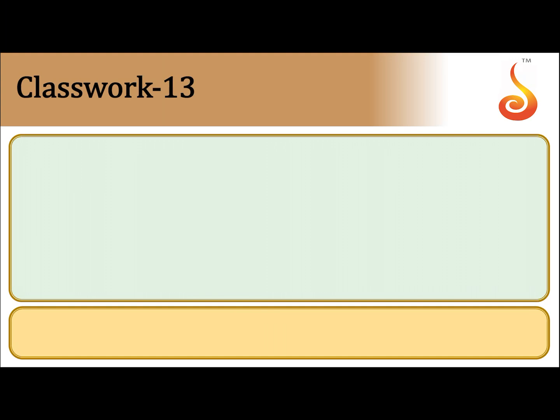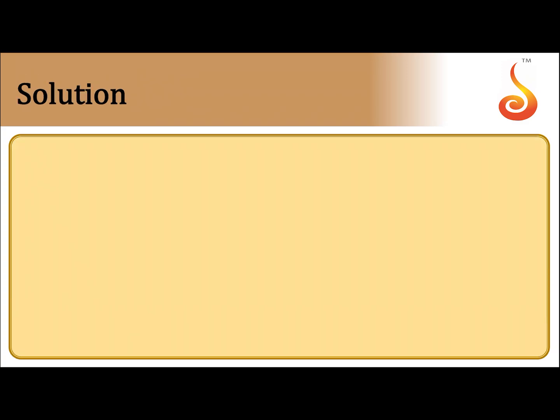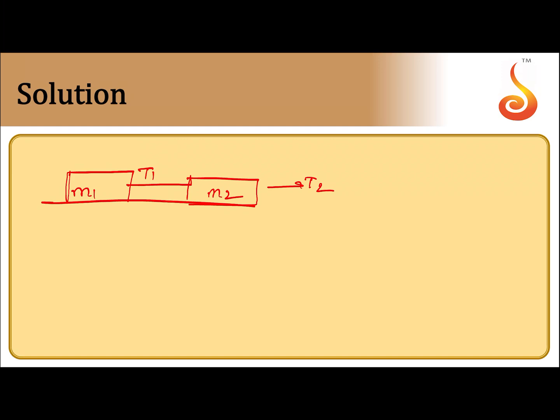Example number 13. Two masses m1 and m2 are accelerated uniformly on a frictionless surface as shown in the figure. The ratio of the tensions T1 by T2 is. Okay, let us see what that is. Simple problem, not a difficult one. This is a string and this is of mass m1, this is of mass m2, T2, T1. Now, the entire system accelerates towards right with an acceleration a.